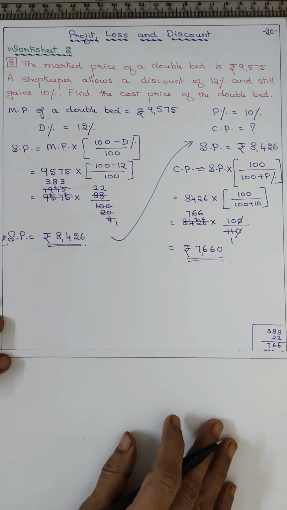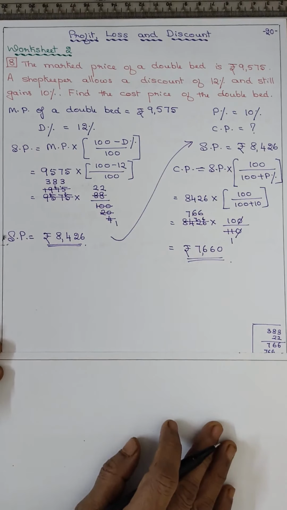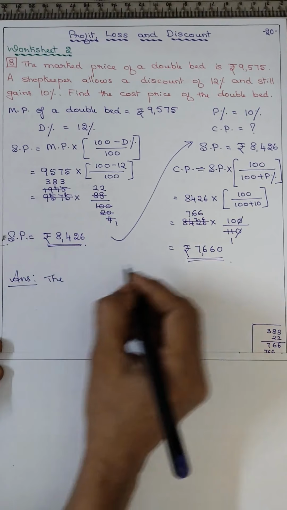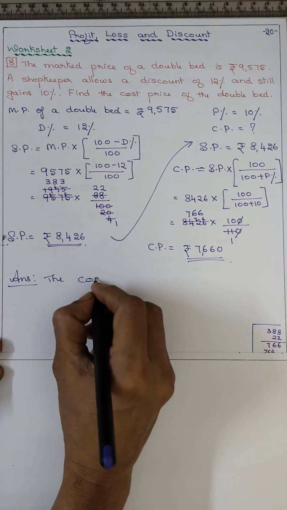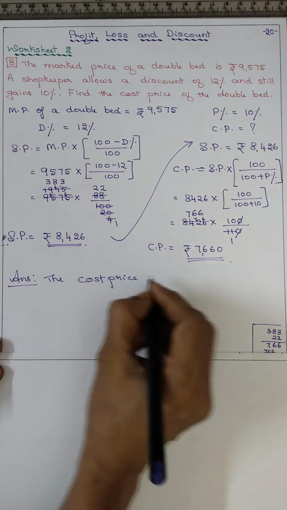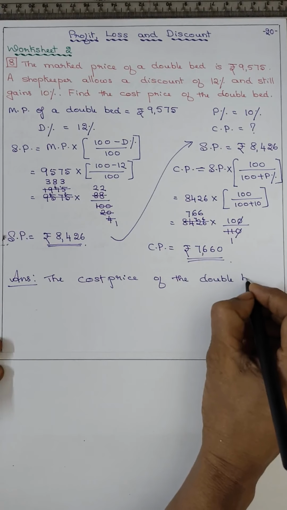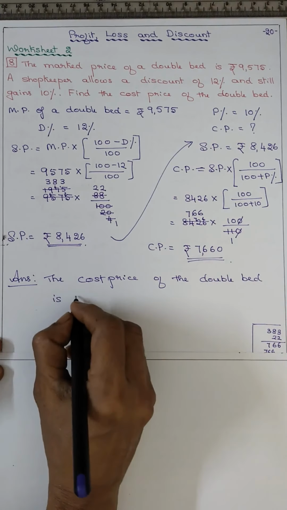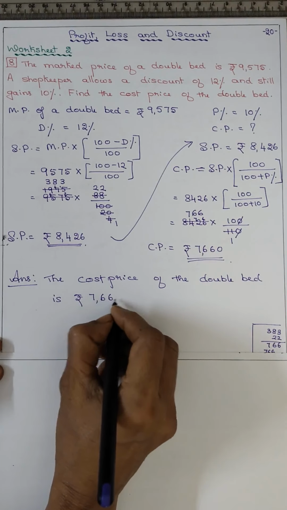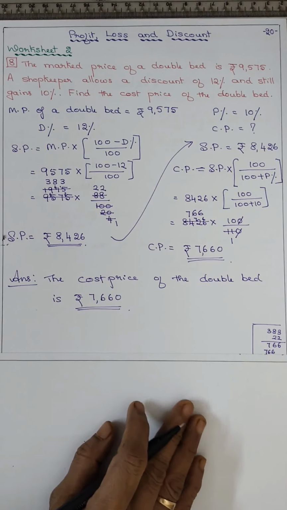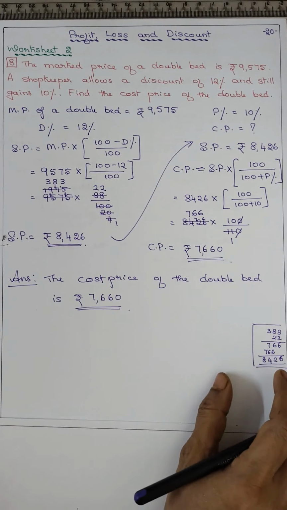The answer is 7660. So the answer: the cost price of the double bed is rupees 7660. Is it clear? Hope all students are confident of question number 7 and 8. Both are of the same type.